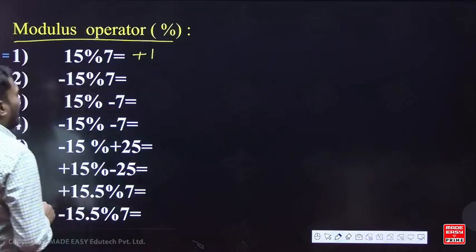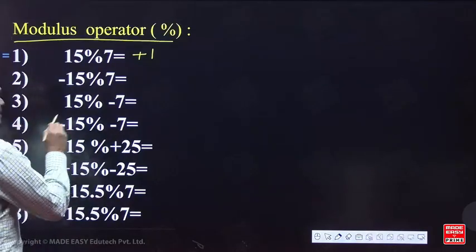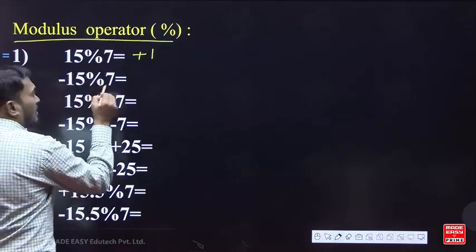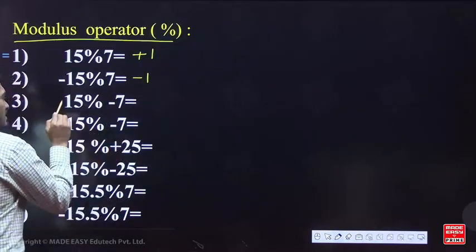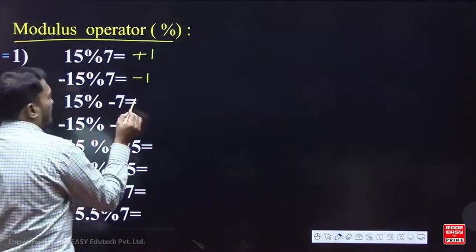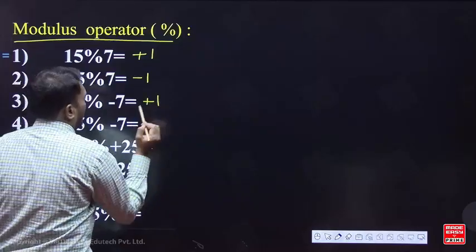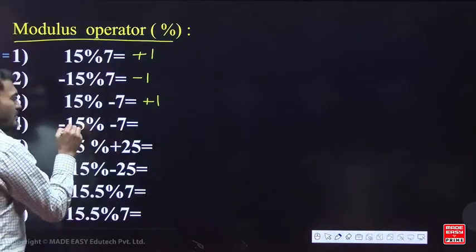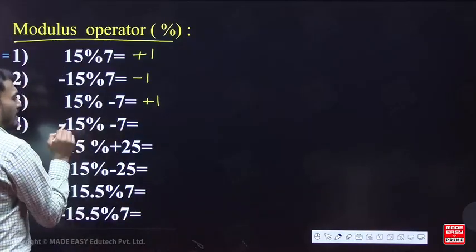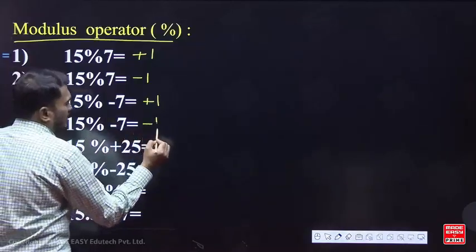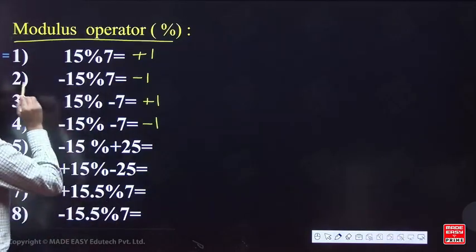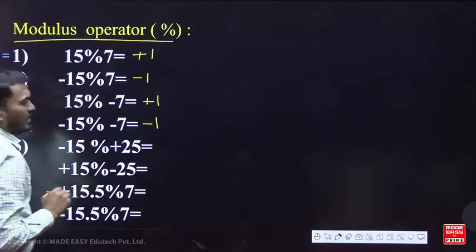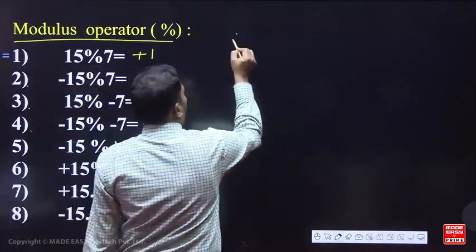Okay, so I will explain. Listen carefully. Minus 15 mod plus 7, answer is minus 1. Okay, plus 15 mod minus 7, answer is plus 1. And minus 15 mod minus 7, answer is minus 1. Okay, first we will understand these three things. Second one, third one, fourth one. We will understand that.